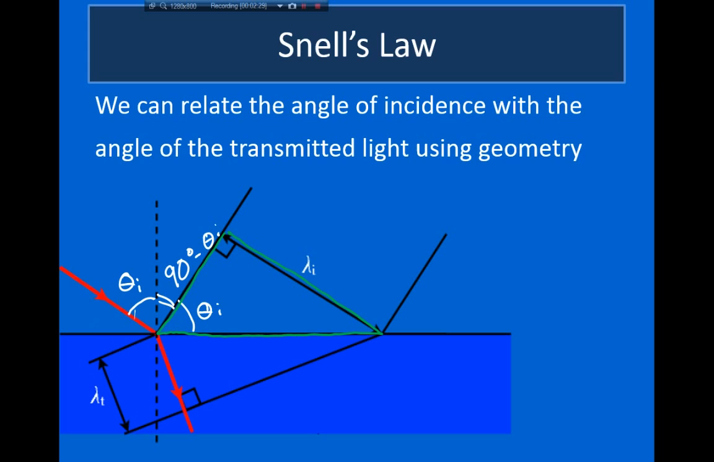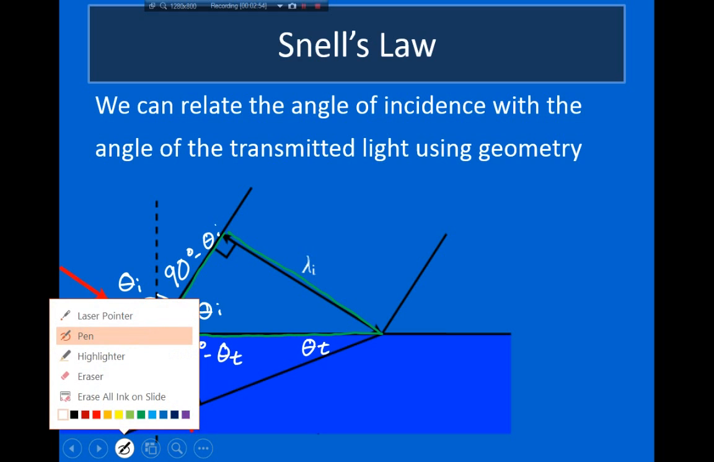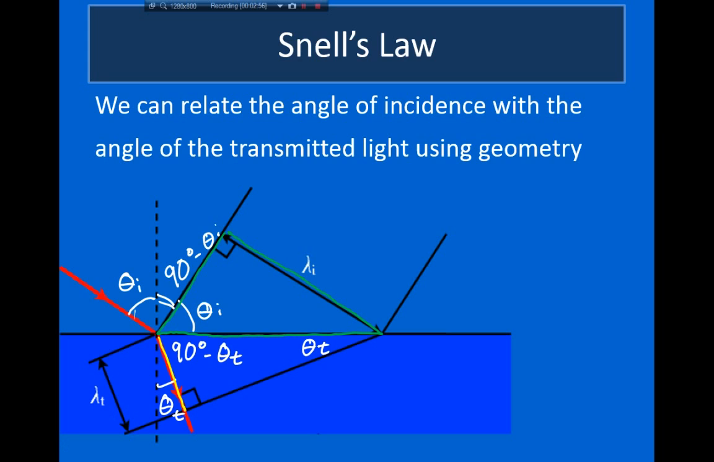And we call this angle the transmitted angle. So this is my transmitted angle for this ray. Now, because this dotted line is perpendicular to the surface, this angle right here is going to be equal to 90 degrees minus my transmitted angle. And because the three angles inside a triangle have to add up to 180 degrees, this angle over here is going to be equal to my transmitted angle. And so again, I know an angle inside another right triangle.